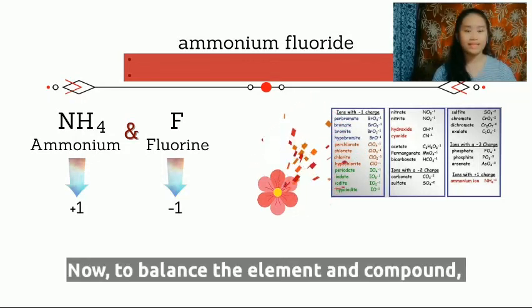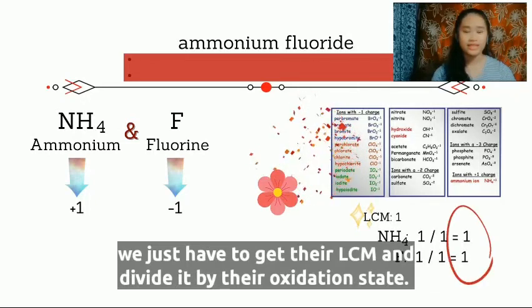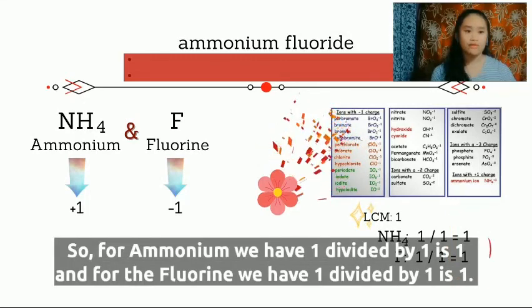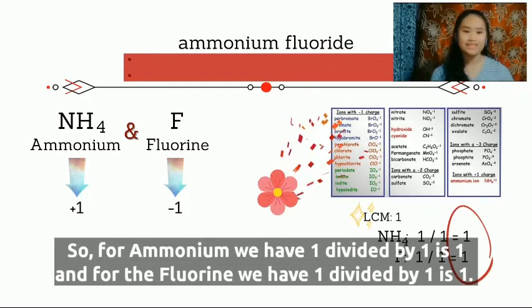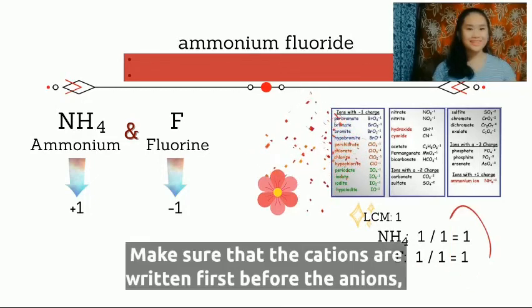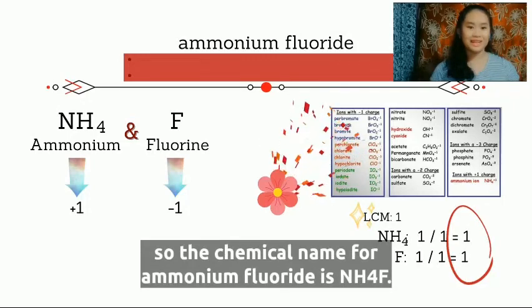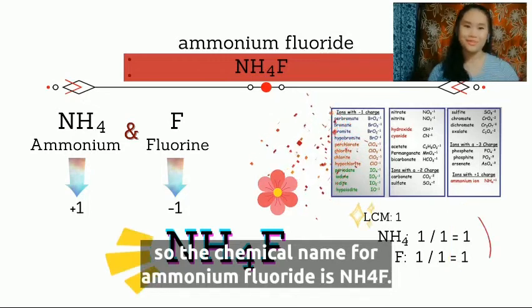Now, to balance the element and the compound, we just have to get their LCM and divide it by their oxidation states. So for ammonium, we have 1 divided by 1 is 1, and for fluorine, we have 1 divided by 1 is 1. So we'll just write it down. Make sure that the cation is written first before the anion. So the chemical formula for ammonium fluoride is NH4F.